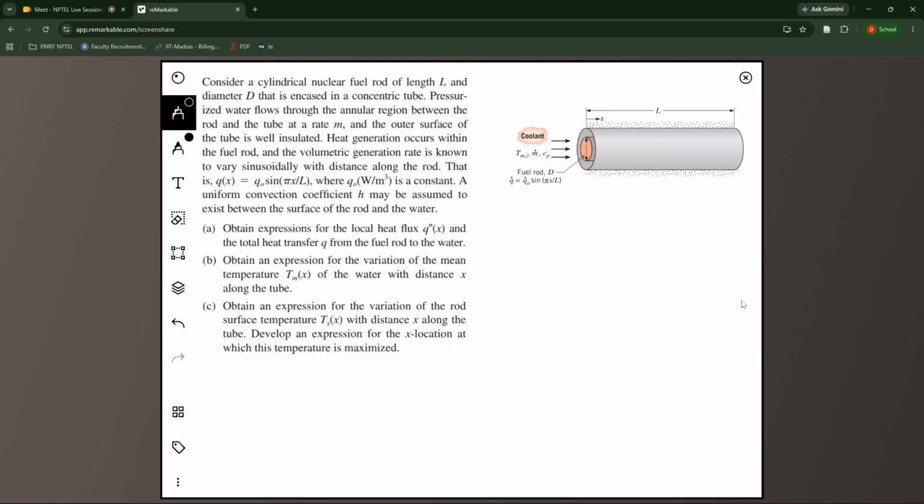Okay, first start with the first problem. How do I find the local heat flux? The first problem has two parts. First, determine the local heat flux, and second, you have to find the total heat transfer from the fuel rod to the water. Water is basically our coolant. So how do I solve this?